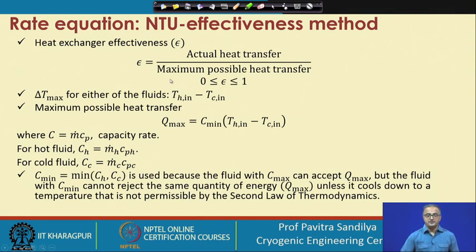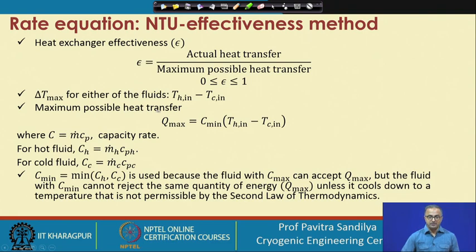In this, first we define the heat exchanger effectiveness like this: the actual heat transfer to the maximum possible heat transfer, and we find that this epsilon value will always be lying between 0 and 1. Here we first define the maximum temperature difference between the two fluids, and this is the TH in minus TC in, that is the inlet temperature of the hot fluid and the inlet temperature of the cold fluid. So this is the maximum driving force.